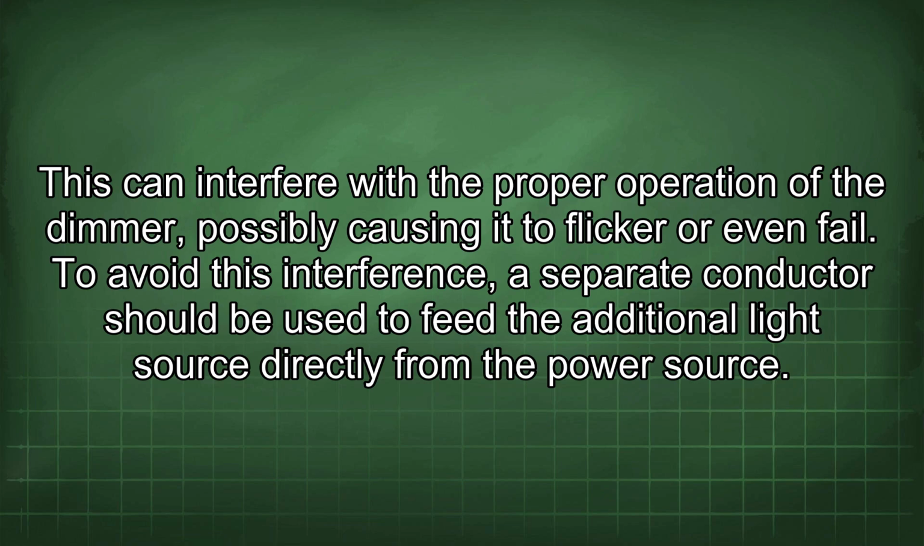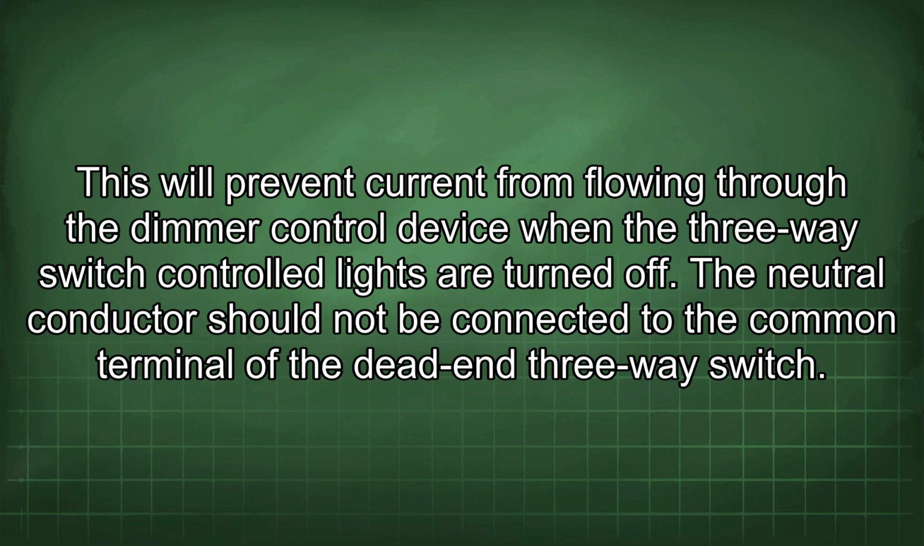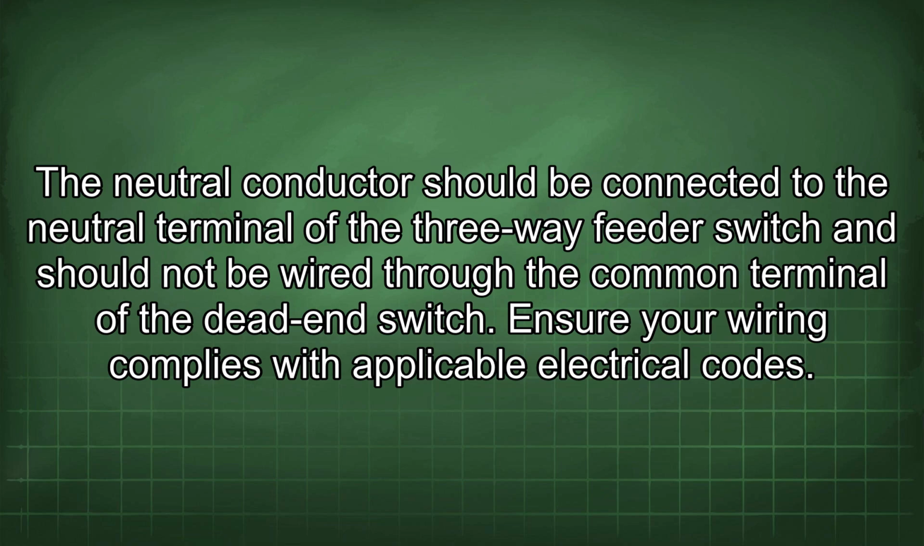To avoid this interference, a separate conductor should be used to feed the additional light source directly from the power source. This will prevent current from flowing through the dimmer control device when the three-way switch-controlled lights are turned off. The neutral conductor should not be connected to the common terminal of the dead-end three-way switch. The neutral conductor should be connected to the neutral terminal of the three-way feeder switch and should not be wired through the common terminal of the dead-end switch.